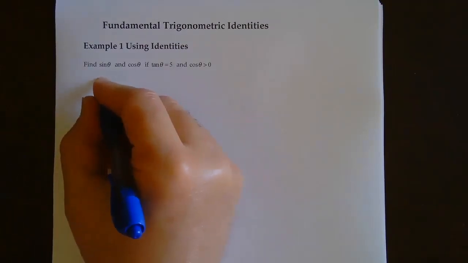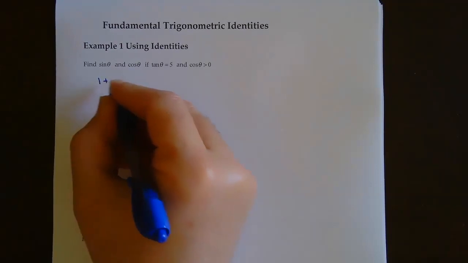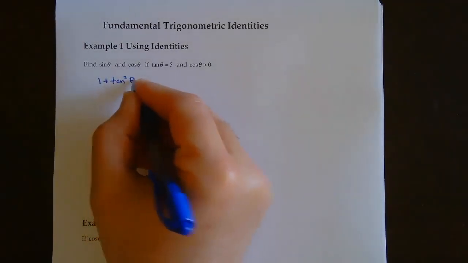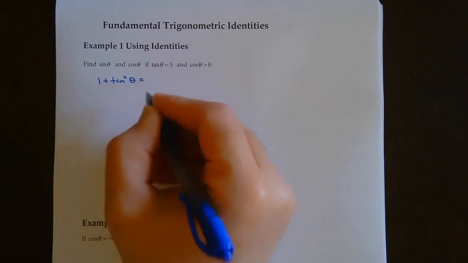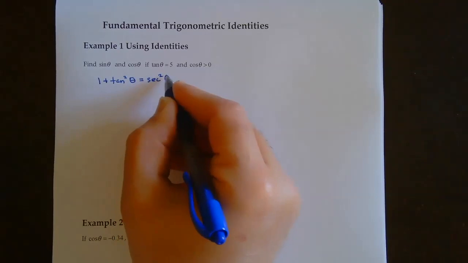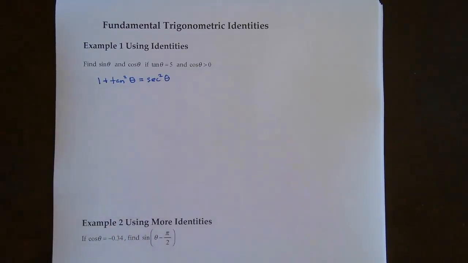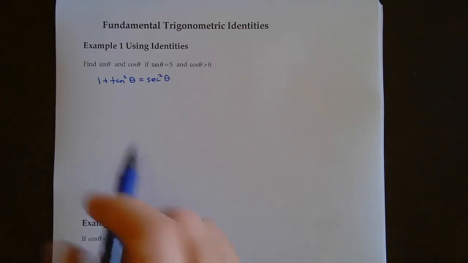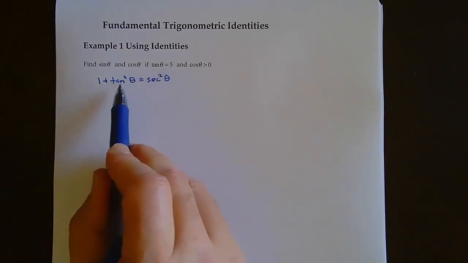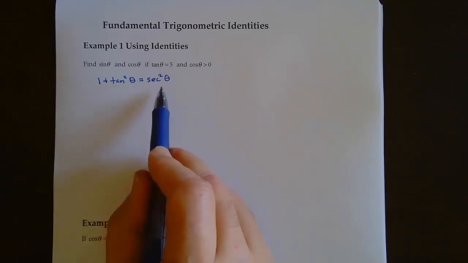So I know that 1 plus tan squared theta is equal to secant squared theta. Now you may be wondering, why did you pick that one? Here's why. I know what tan theta is. Tan theta is 5, so I can put a 5 here. And then the secant theta, why am I using secant theta?